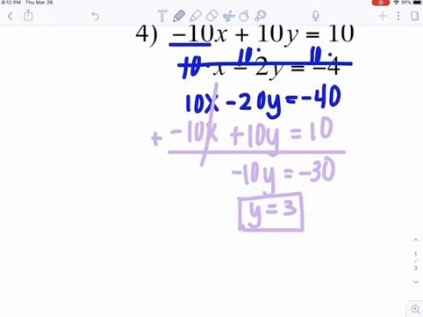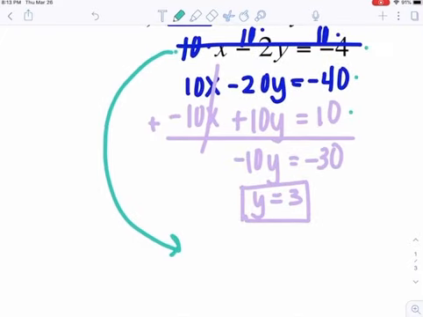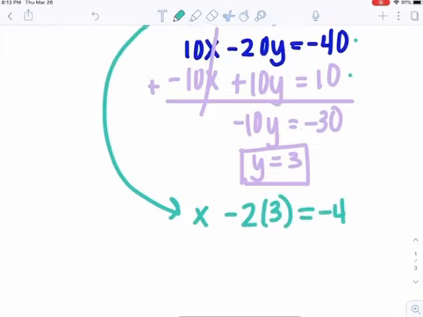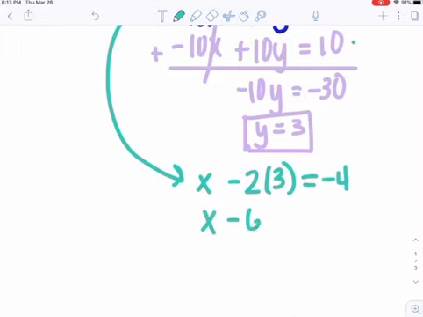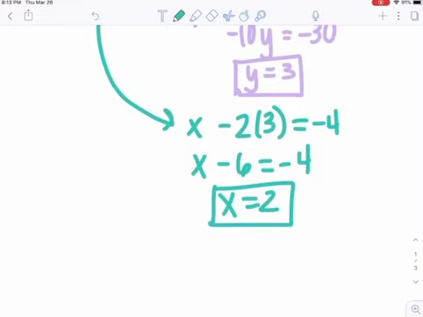Okay, you could actually plug in the y to this equation from the top, the new one that you created, or this one right here. Now, if I wanted to use this one right here, you would still get the same answer for x. So x minus 2, and I'm going to put 3 instead of y, equals negative 4. x minus 6 equals negative 4. Add 6 to both sides, so x equals 2. Okay, so my final answer would be (2, 3).